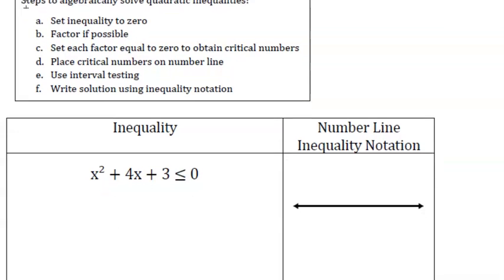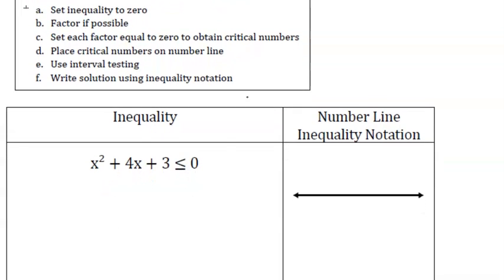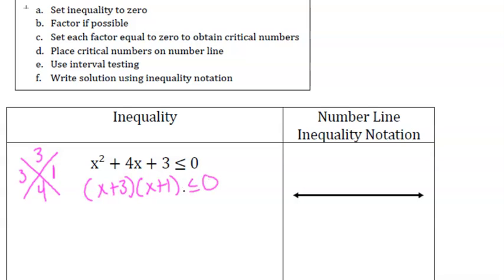So let's do that on this first example. It's already equal to 0, so now we're going to factor this. 3 times 1 is 3, and at the bottom we have 4. Two numbers that add up to 4 and multiply to 3 would be 3 and 1. So your factors would be x plus 3 and x plus 1, and that's less than or equal to 0.